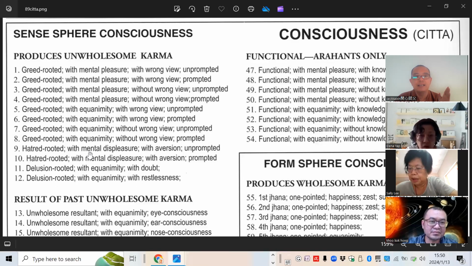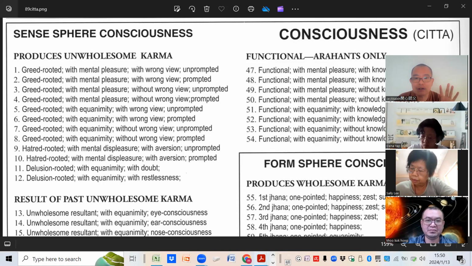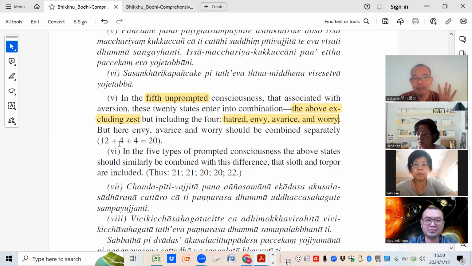Equanimity and mental displeasure. Yes, if with mental displeasure, we will add back the piti. Get it or not? We have to add back the piti. Okay, so we add 1. But here, one more difference. What is the difference? Again, Sally? Wrong view and aversion. With aversion, right? Okay, with aversion, we have to add 4 according to the Abhidhamma. So this is the consequence. Let's take a look. See or not?